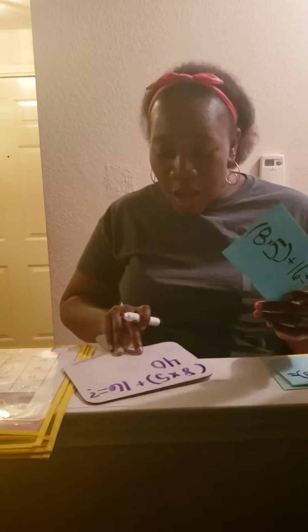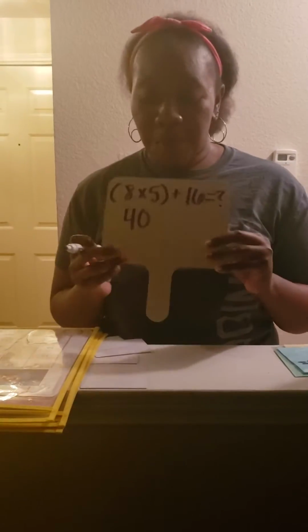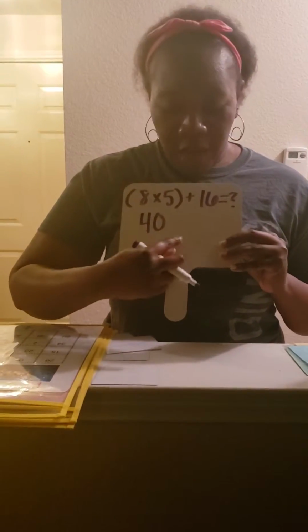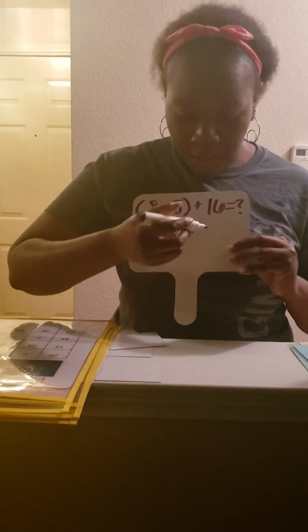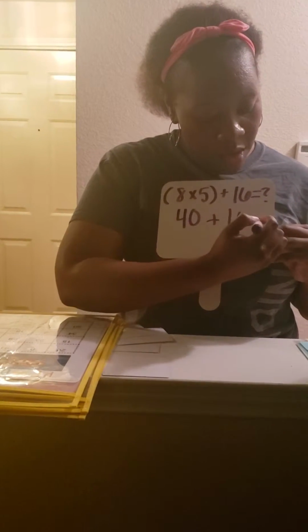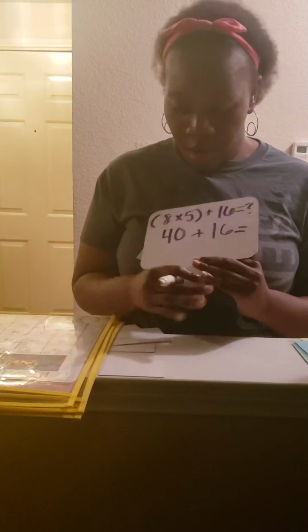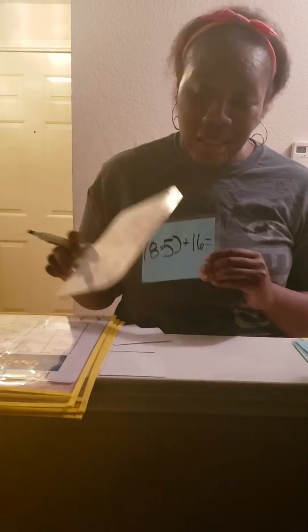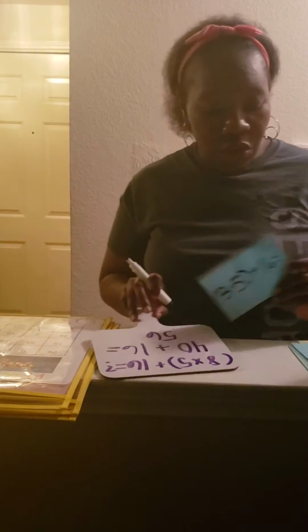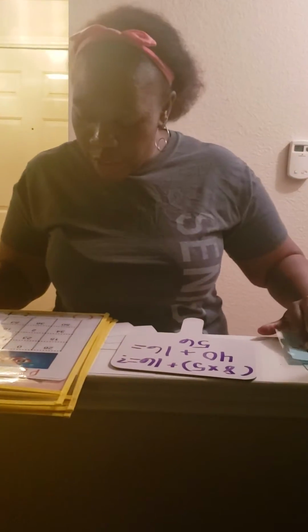After we've written down what's inside the parentheses, we just drag everything else down. We drag the plus down, the 16 down, and the equal sign. Here we're just doing basic addition. We know that 40 plus 16 equals 56. The shape that we're going to use, let's go with four corner.